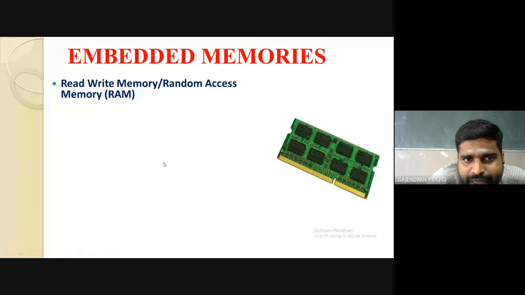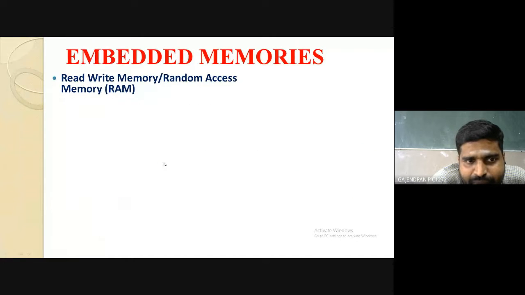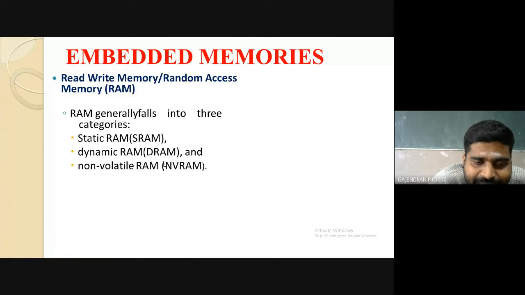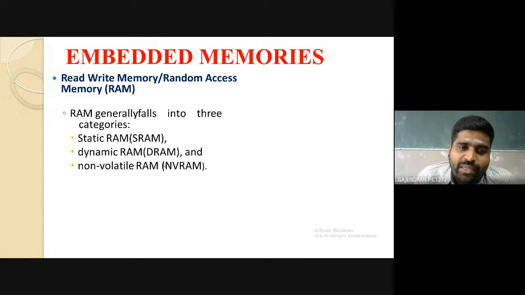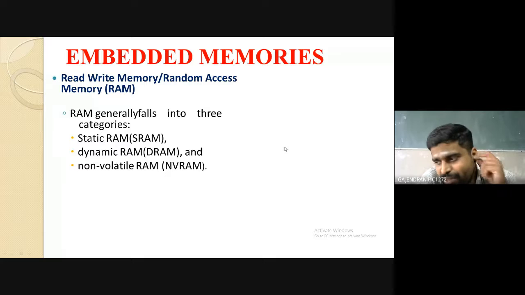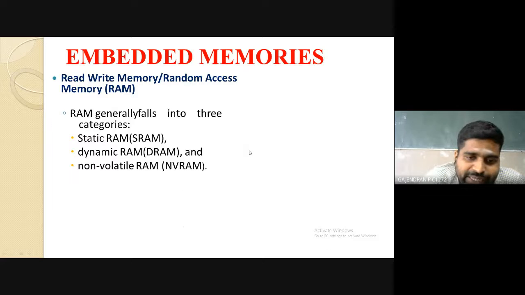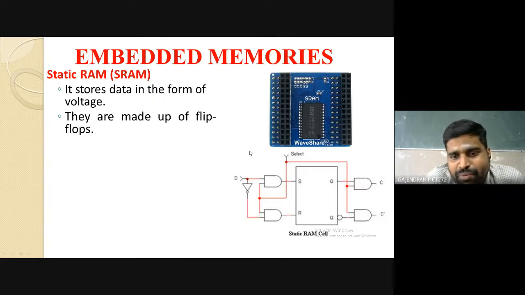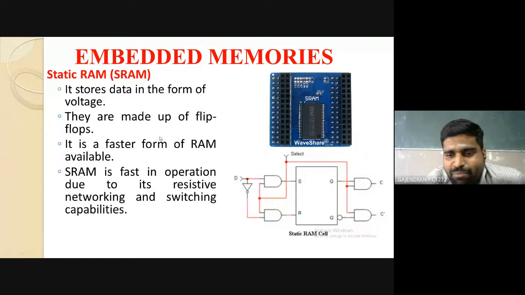Then your RAM. In RAM we have static RAM, dynamic RAM, and non-volatile RAM. Sir, what did you say? You said RAM is volatile memory. At present, there are some RAMs that will retain your data. Okay, how will they retain it, sir? Obviously, we need to power something. What do we power? So static RAM is this one.